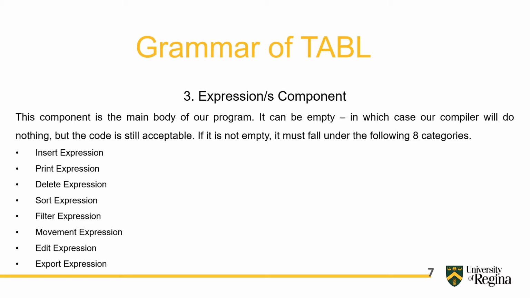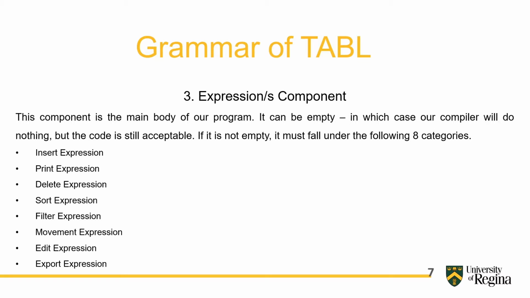The sixth one is the movement expression. This is used for some arithmetic operations on rows and columns such as increment, decrement, addition, and subtraction. For instance, we can use this to add all the grades of the students in the student table, or we can use that to increment or decrement the rows or columns by giving the count.